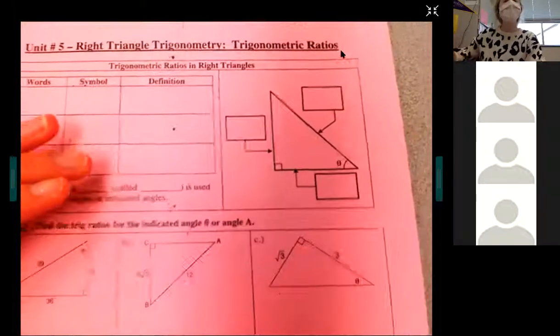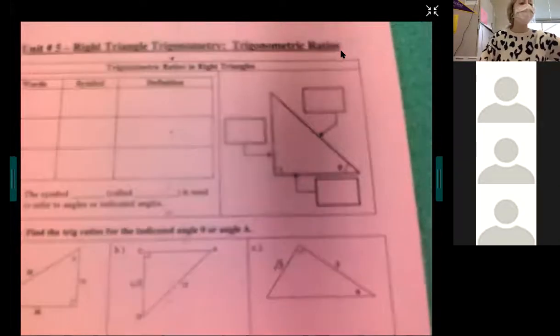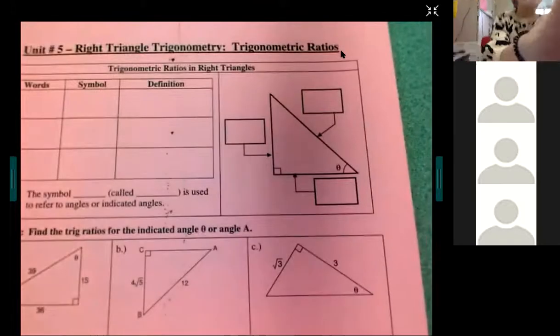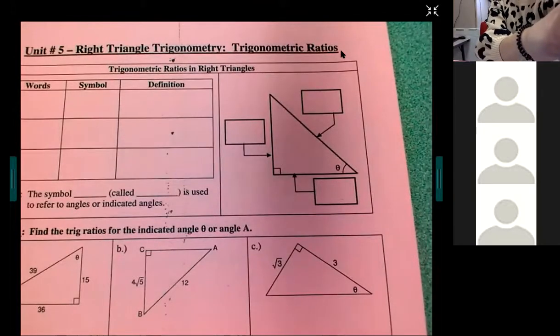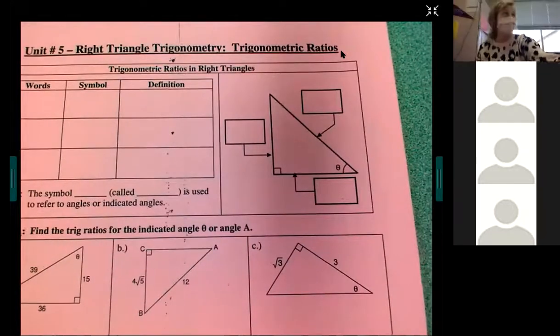If you tell your parents you're learning trigonometry, I told you this yesterday, but I'm going to say it again. They would probably have like a mini seizure because when they learned it, there weren't all these like super cool, easy ways to remember the different ratios.